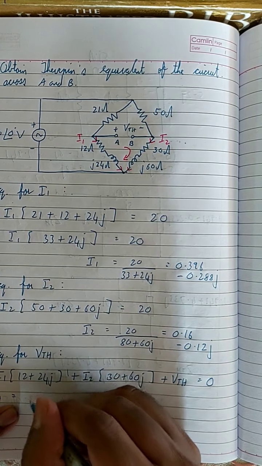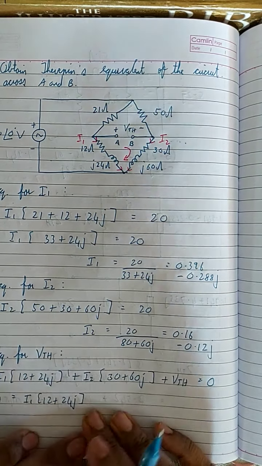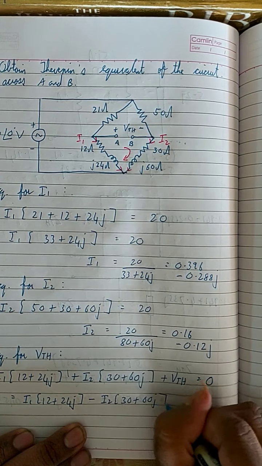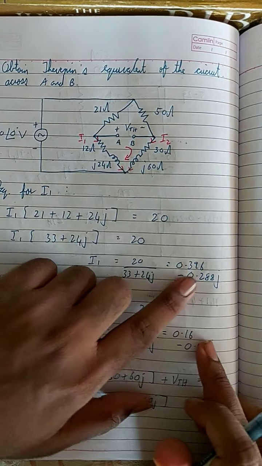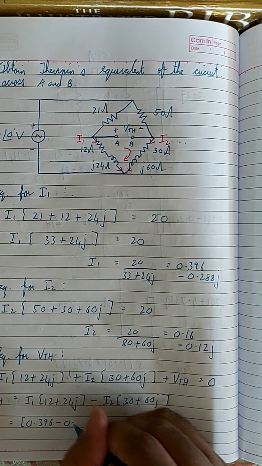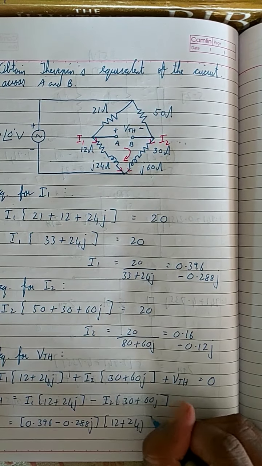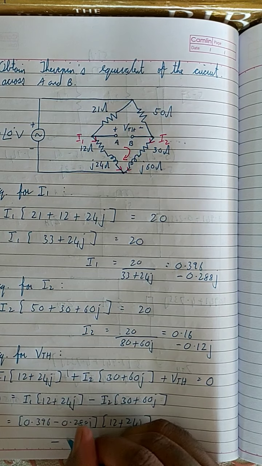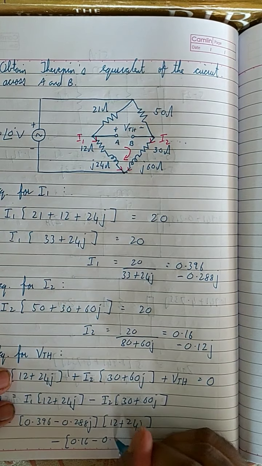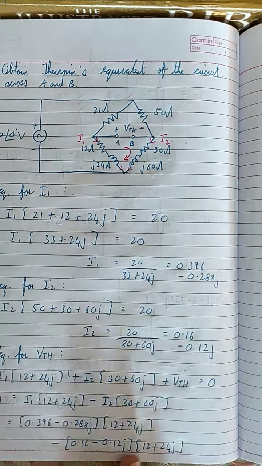VTH is equal to I1 into 12 plus 24J, minus I2 into 30 plus 60J. But we know the value of I1. What is I1? This is I1, it is 0.396 minus 0.288J into 12 plus 24J, minus, what about I2? 0.16 minus 0.12J into 12 plus 24J. This is the equation for VTH.